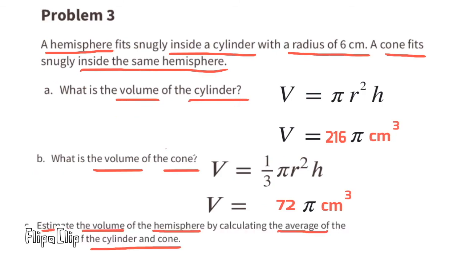C. Estimate the volume of the hemisphere by calculating the average of the volume of the cylinder and the cone. To find the average, we'll just add 216 plus 72, and that's 288. 288 divided by 2 is 144. So the estimated volume of the sphere is 144 centimeters cubed.